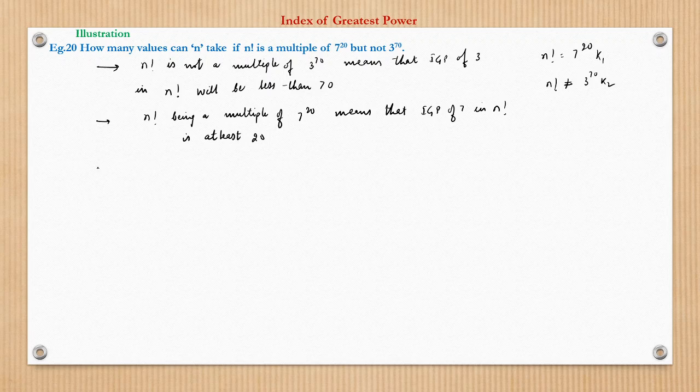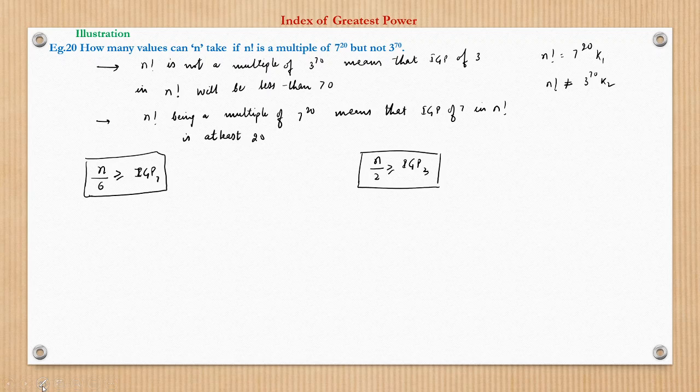So for 7, we have seen that n by 6 is greater than or equal to IGP of 7, right? And for 3 also we can find that n by 2 factorial is greater than or equal to n by 2, greater than or equal to IGP of 3. So these are the two standard relations. You will make use of this to get the range of the numbers. So let us see how to proceed.